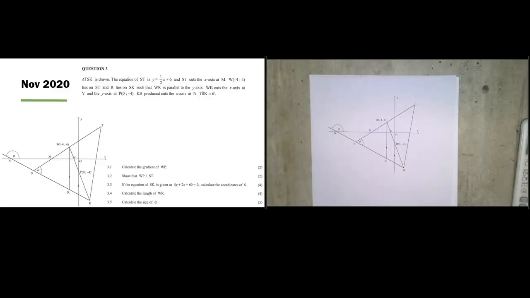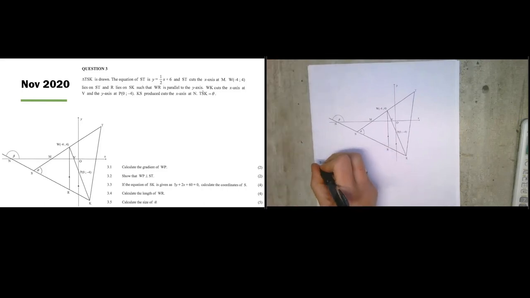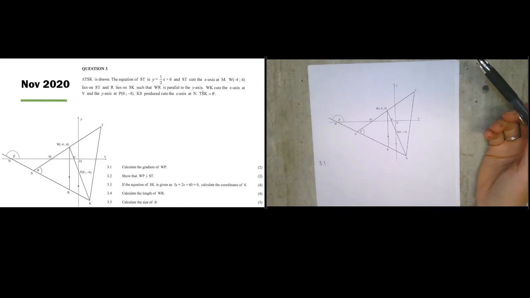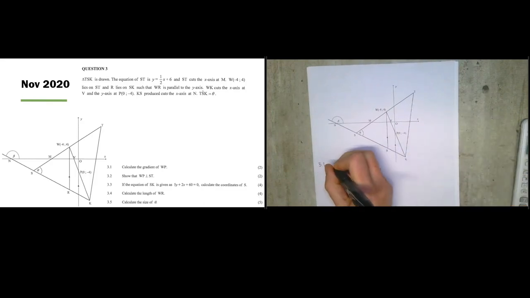Okay, let's see what we can answer now. Our first question, 3.1. Calculate the gradient of WP. Let's look, where is WP? W and P. Do I have the coordinates? Yes, so this is quite a simple one. I can just use the gradient formula.